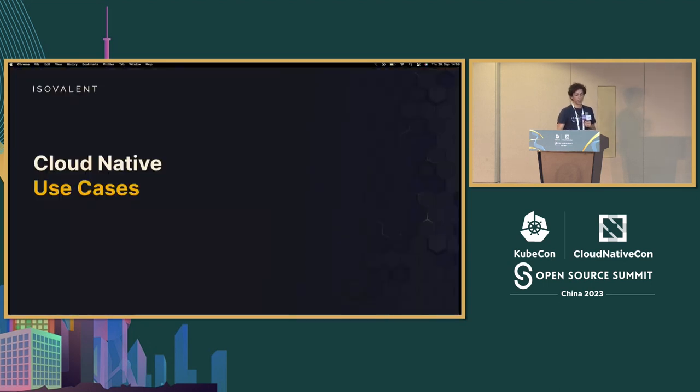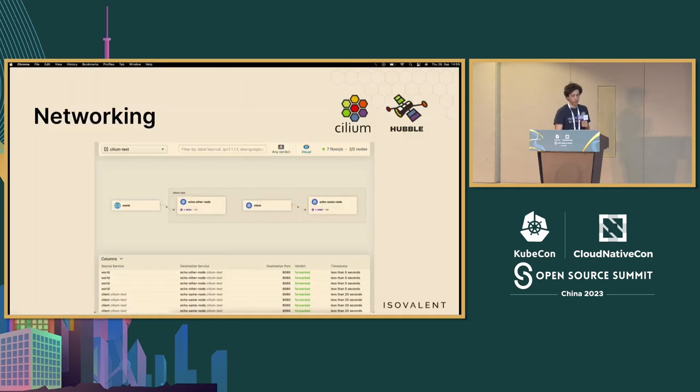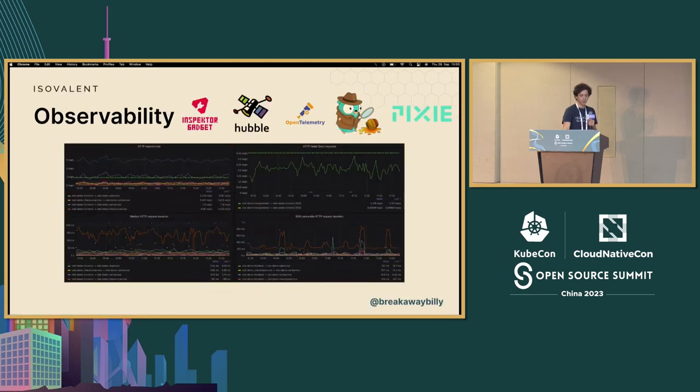So let's dive into some of the cloud native use cases that we have. The first one is networking. eBPF is actually from a packet filtering background. And it's not just for networking anyway, but this is really the roots of the technology. The two big projects around that are Cilium and Hubble, and this is providing high performance networking based on eBPF. We're seeing other projects start to pick up networking with eBPF too, and it's great to see that innovation happening.